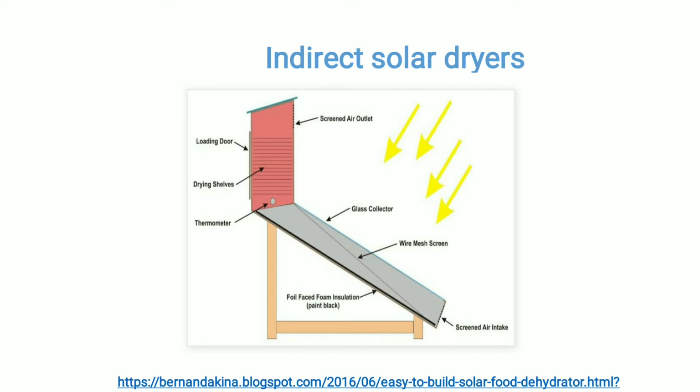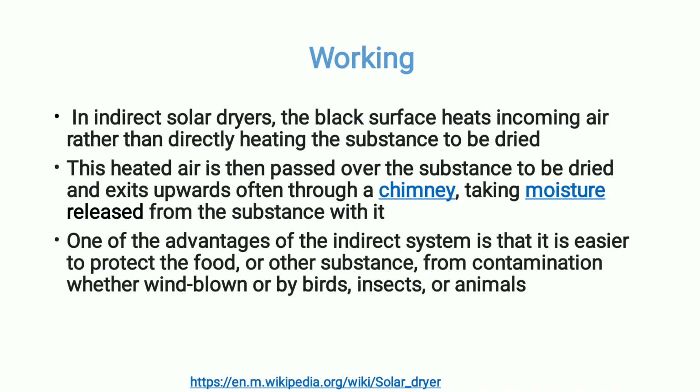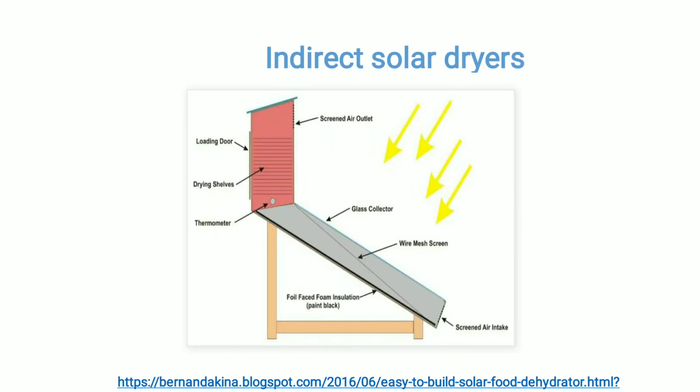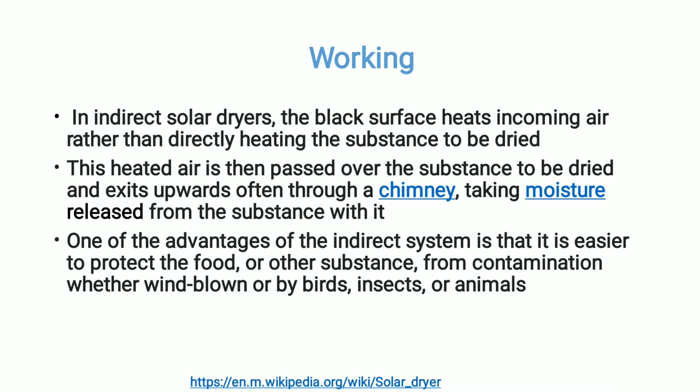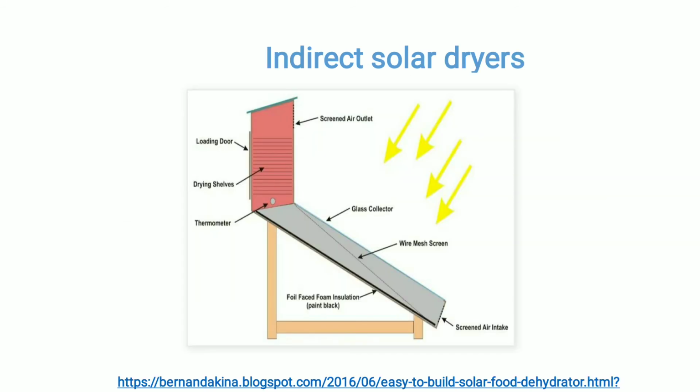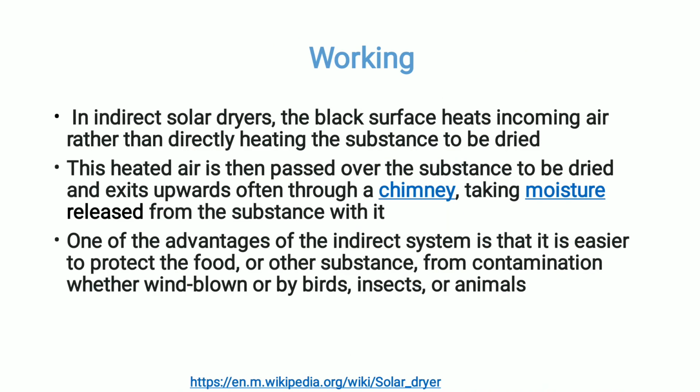Indirect solar dryer. In the figure, we see how the sunlight is falling on this glass collector, and there is a wire mesh screen, foil faced from insulation, screened air intake, drying sleeves, loading door, thermometer, and screened air outlet.